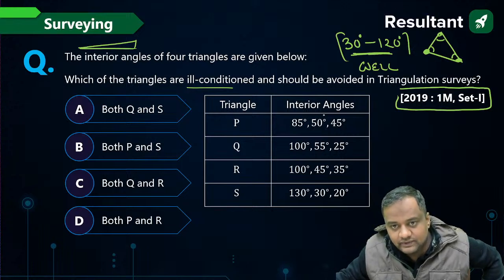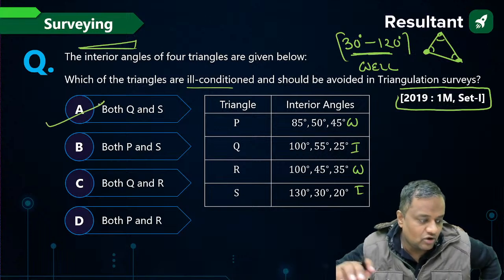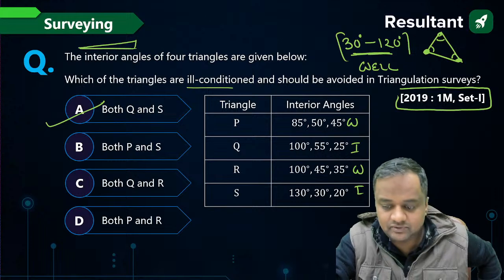So here all are between 30 to 120, it is well. Here all are between 30 to 120, it is well. So this is not more than 30, it is ill. So Q and S are ill-conditioned triangles. A option.